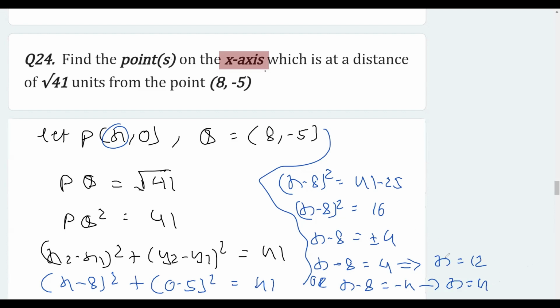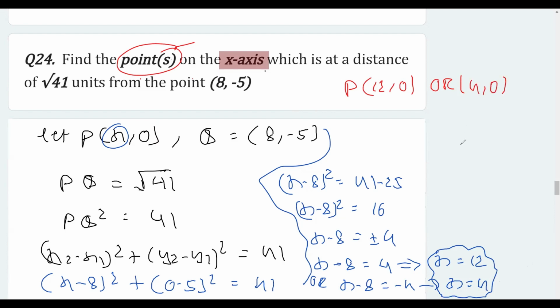Now check here, most of you actually end the answer over here. You lose marks because we have to find the coordinate here, right? We have to find the points, and the points are denoted by coordinates. So the required point which I took as x should be (12, 0), or it's what? 4. Replacing x with 4 here, it's (4, 0). So these are the 2 points on the x-axis whose distance from (8, 5) is 41 units.